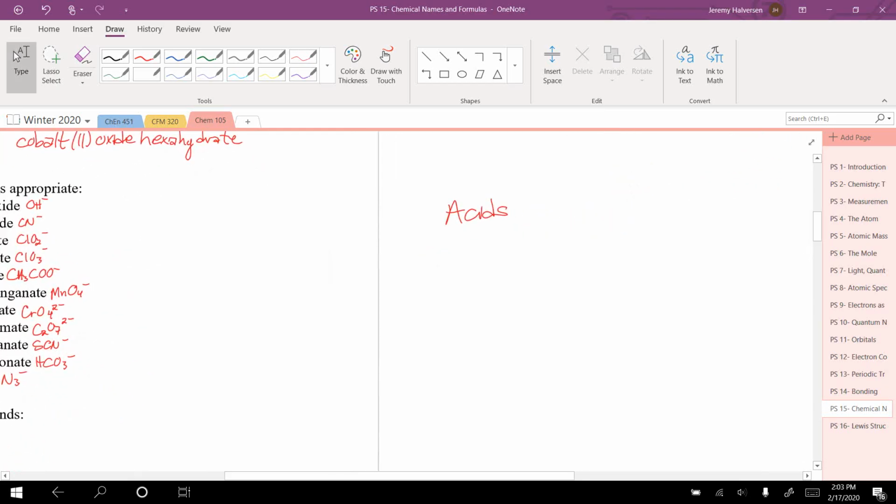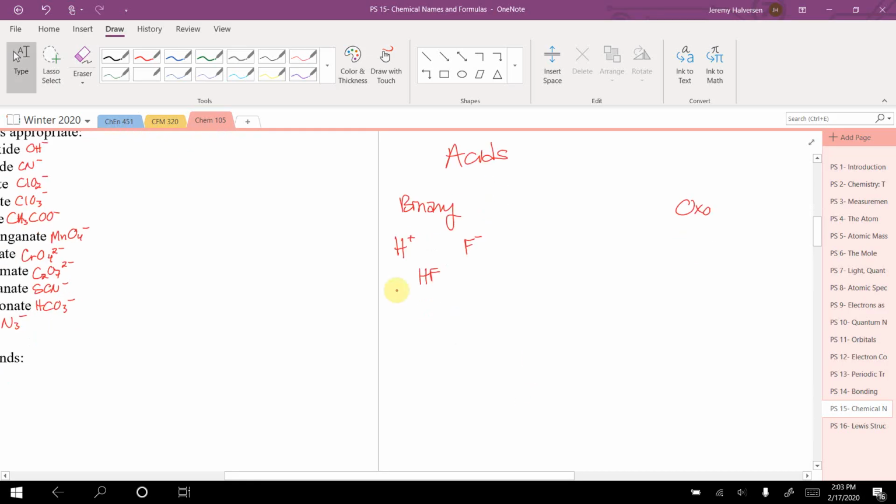So there's 2 types of acids. There's binary and there's oxo. Binary means that you have a hydrogen, an H plus, that gets stuck onto an anion. So if I had like F minus, that would make HF, and we call that hydrofluoric acid. So we add hydro, then we say whatever this is, ic acid.